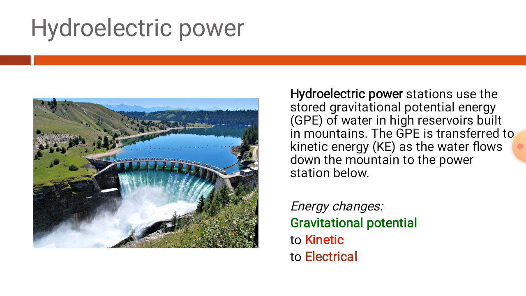Like we discussed before, anything which stays at a high altitude, we will say that it has a stored energy known as the GPE. When it falls from that place, it loses its GPE, and that GPE is then converted into other energies. So the same GPE is used from the moving water, especially the water which falls from a higher altitude. The GPE is transferred into kinetic energy as the water flows down the mountain to power the station below.